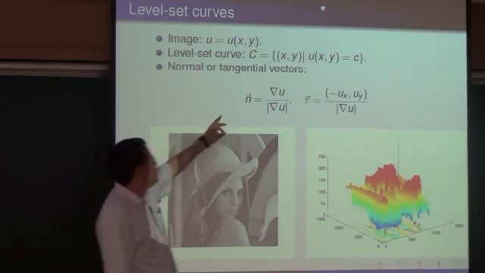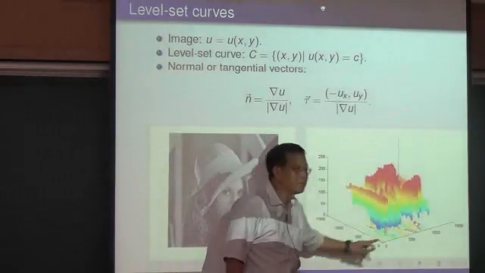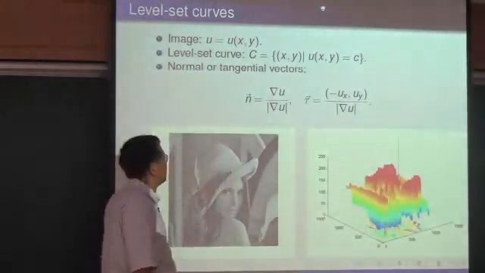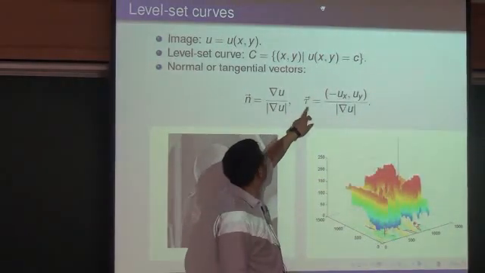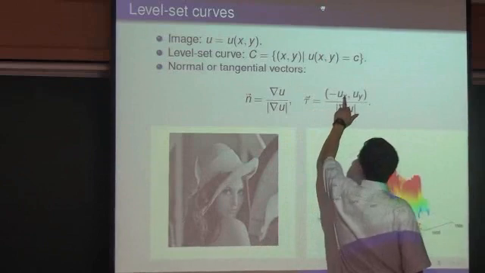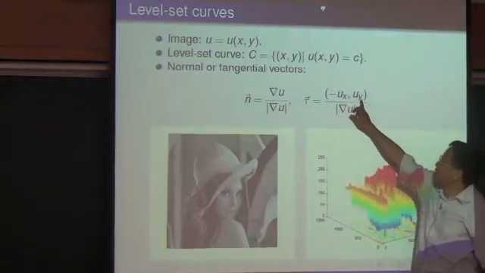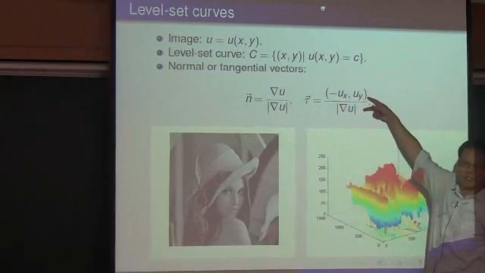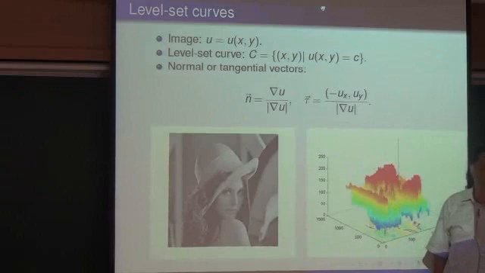This is the unit normal derivative to the level curves. If you rotate it by 90 degrees, here should be y, here should be x. So this will be the tangent vectors, the tangent vectors to the level curve.